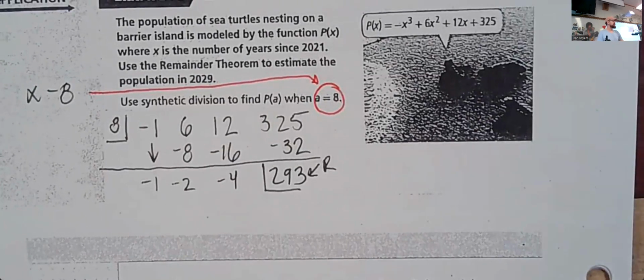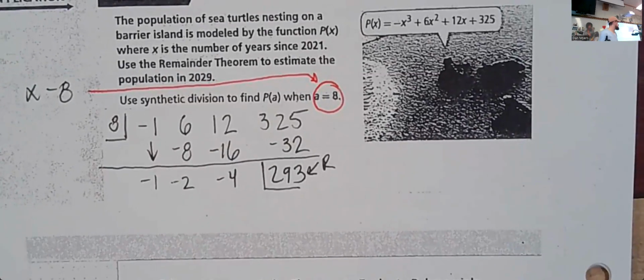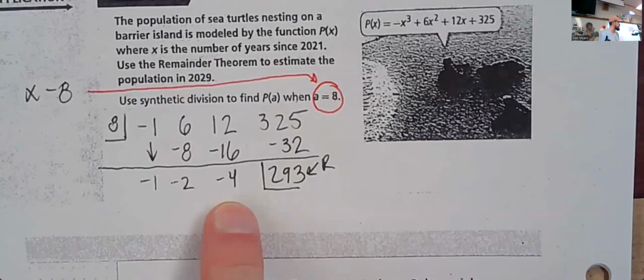Now, what we don't need to do is write the answer to the division. We do not need to write -1x squared minus 2x minus 4. That's not part of this problem. If it wanted just the straight up division, the answer as a polynomial, we would, but we don't have to do that because it's not asking us that.